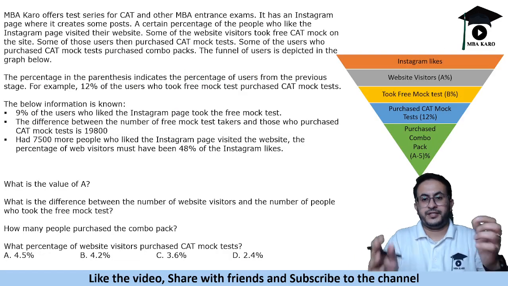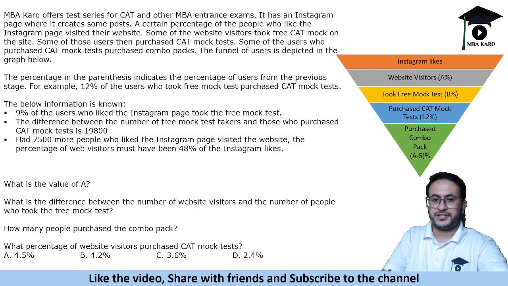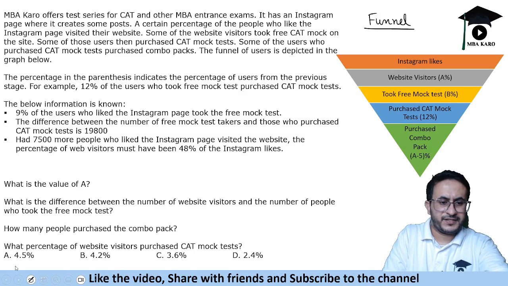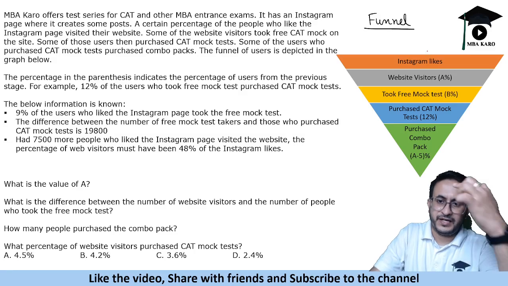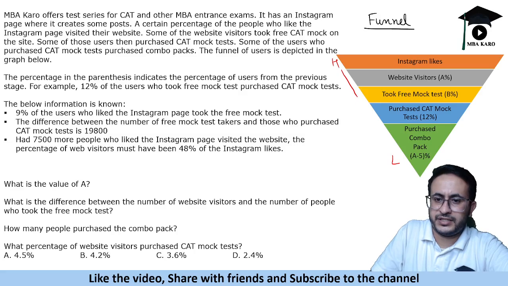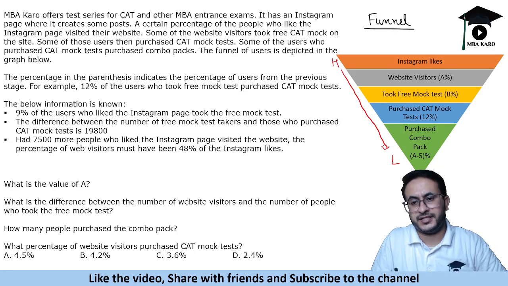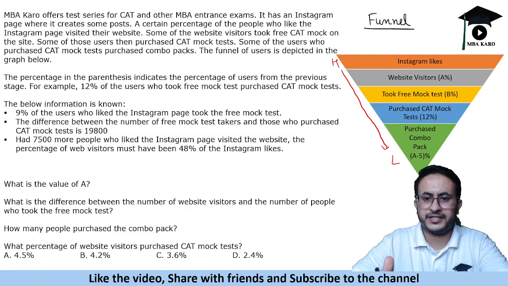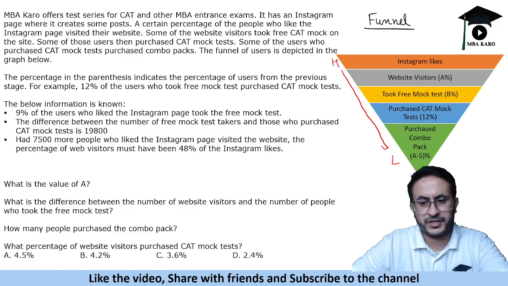Alright, so now let's look at the next graph type, which is called a funnel graph. What a funnel graph is, is one in which this value is highest, this value is lowest, and the values keep decreasing in every stage, right? So let us first read the information and then I'll explain, and then we will solve the questions.